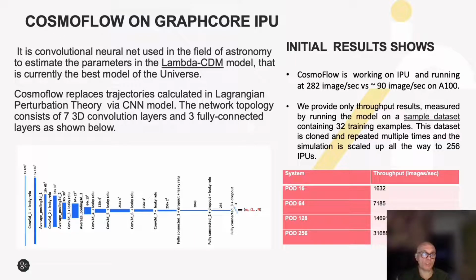Another HPC machine learning enabled model we were looking at was CosmoFlow. CosmoFlow replaced trajectories calculated in Lagrangian perturbation theory with a CNN model. The network topology contains 7 3D convolutional layers and 3 fully connected layers, as shown below in the picture. Initial results are very promising. CosmoFlow running on the IPU achieved 282 images per second versus 90 images per second on a single leading GPU architecture, a single IPU against a single A100. We also demonstrate significant improvement in scalability. We were able to scale our system almost linearly from POD16 to POD256.